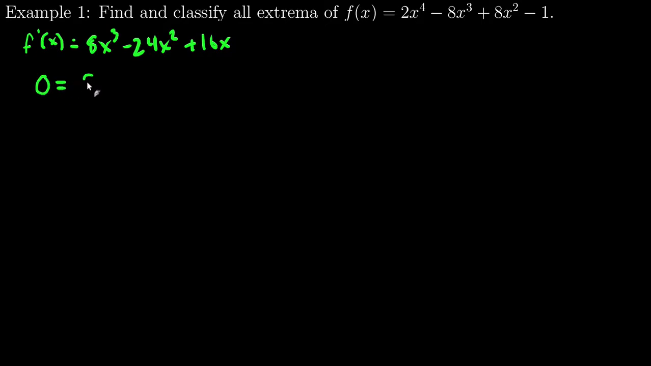So set equal to 0, 8x cubed minus 24x squared plus 16x. And I made this example so this works out nicely. I can factor out an 8.